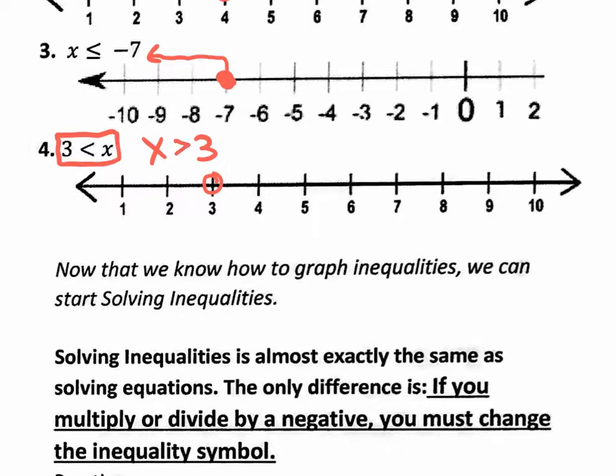So this is the new and improved inequality, and now it's ready to graph. That's saying x is greater than 3, and greater than is to the right. You got it?